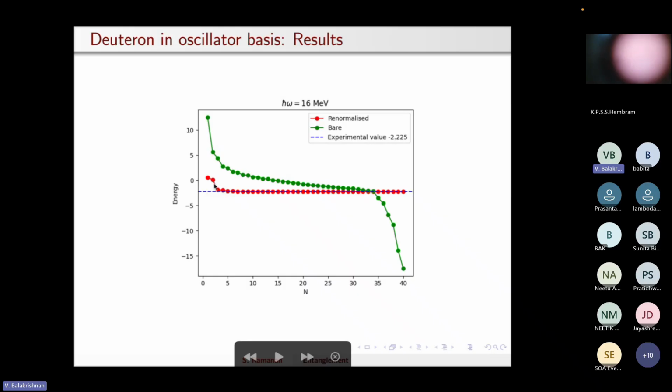Whereas if you use the renormalized interaction, you see that by about 5 or 6 oscillator states, you have converged to the experimental value quite nicely. So this immediately tells you that using a simplified, low-momentum effective interaction, which is renormalization group based, allows you to get away with lesser computational resources.